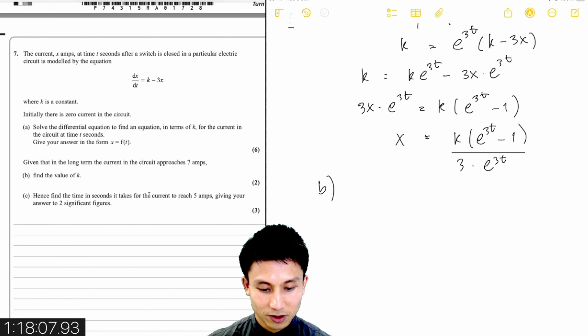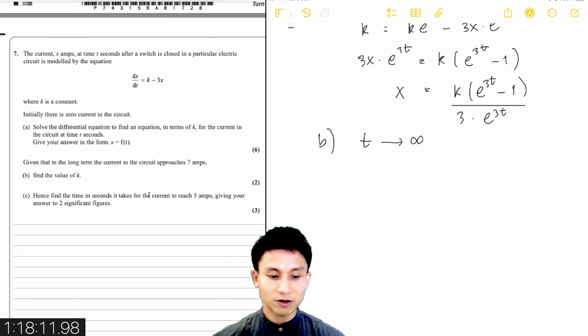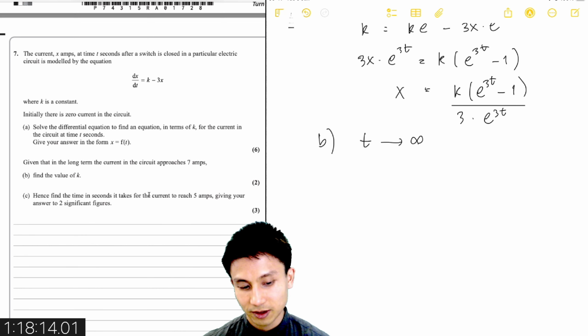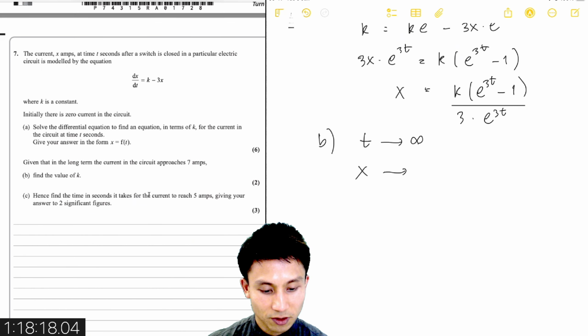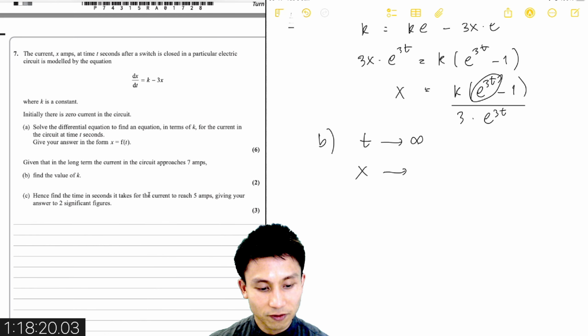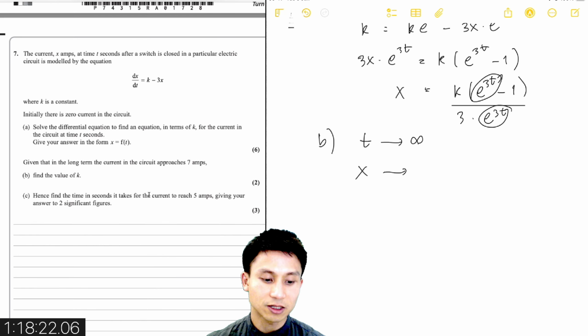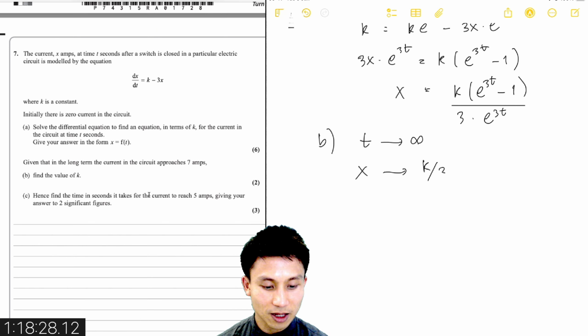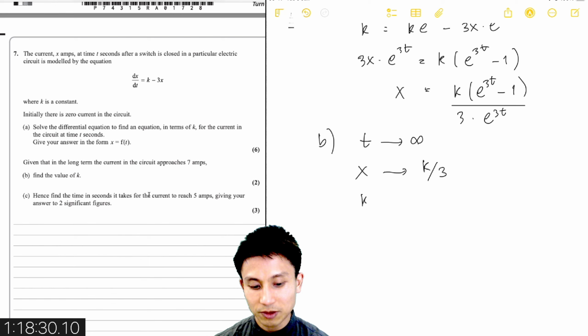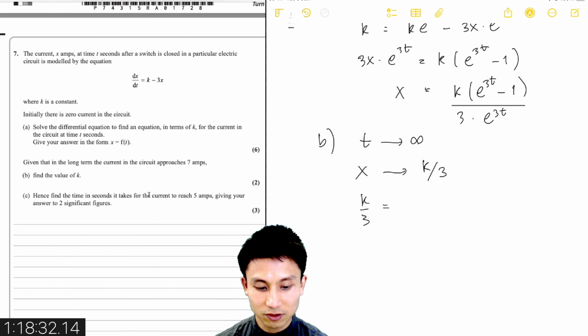Okay, so if t tends to infinity, that means t tends to be a very, very large number. So x will tend to, well, this will go very large and this will go very large. It means we can cancel the minus 1 there. That means they will also cancel, and x will tend to k over 3. So that means k over 3, we can put it equal to 7.